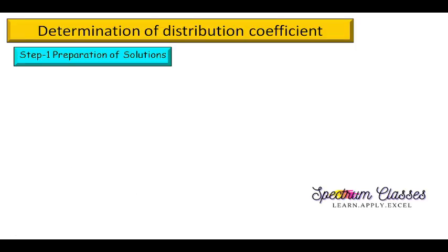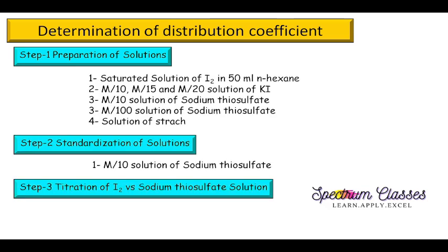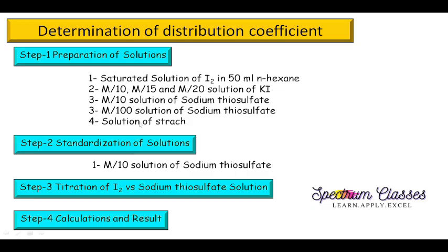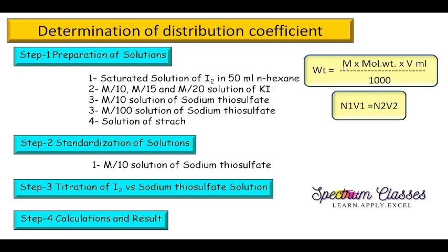Fine. So here we are going to perform the lab activity, and for that purpose we require many solutions. The same solutions as in the previous case, the only difference is that we require different concentrations of iodine: M by 10, M by 15 and M by 20. For this we use the same formula, molecular weight times molarity times volume upon 1000. And to dilute from one to another, we use the normality or molarity equation, N1V1 is equal to N2V2, if molarity and normality are the same.